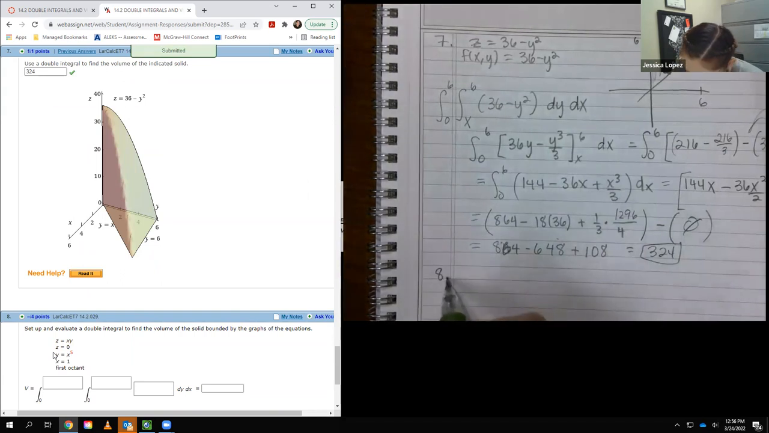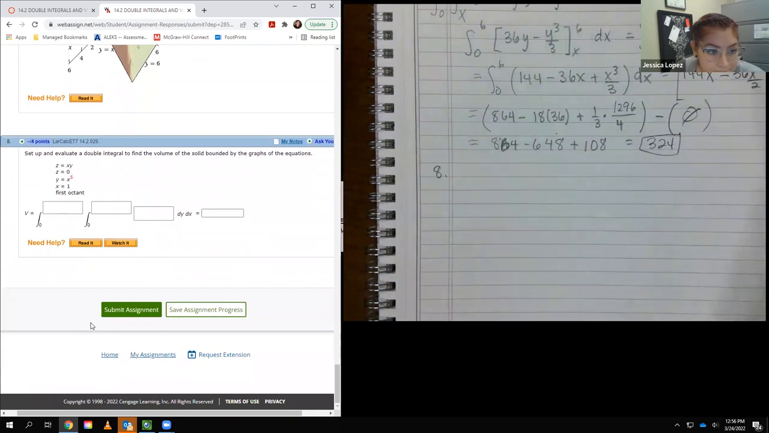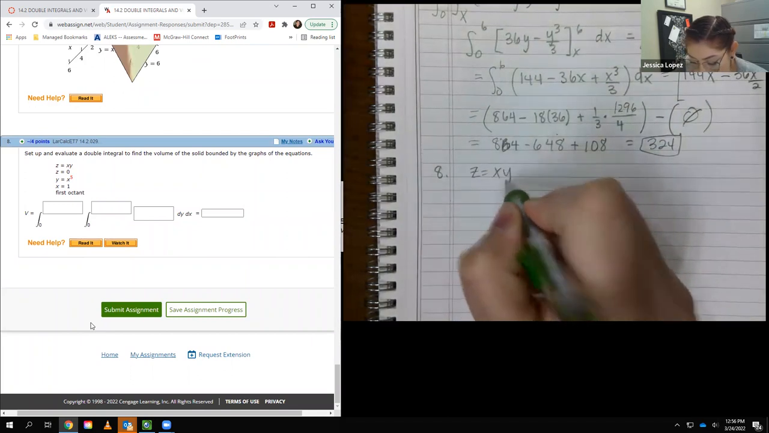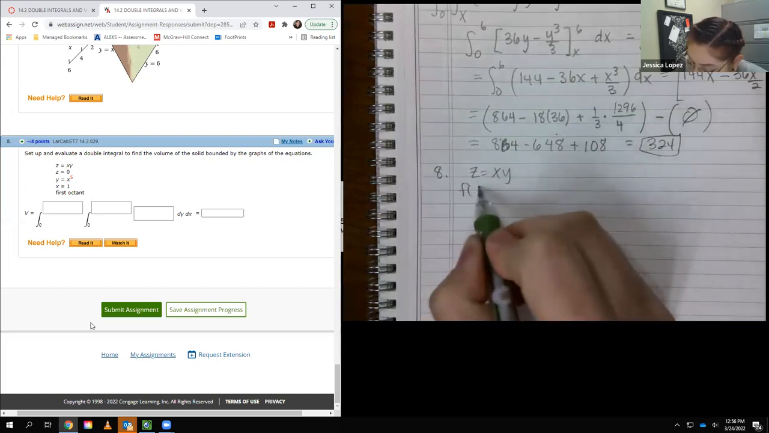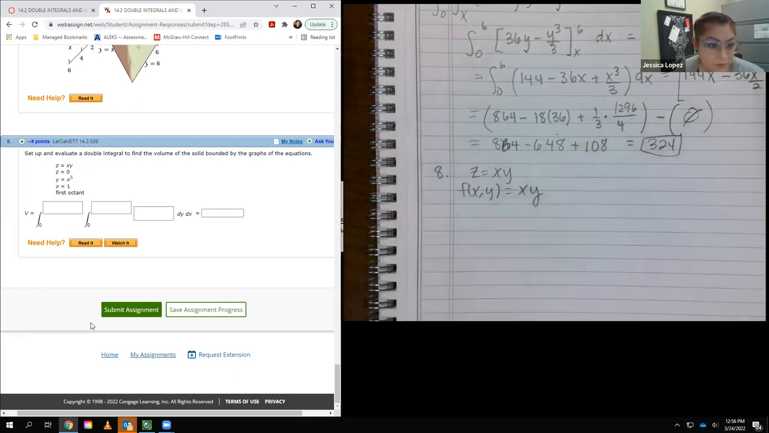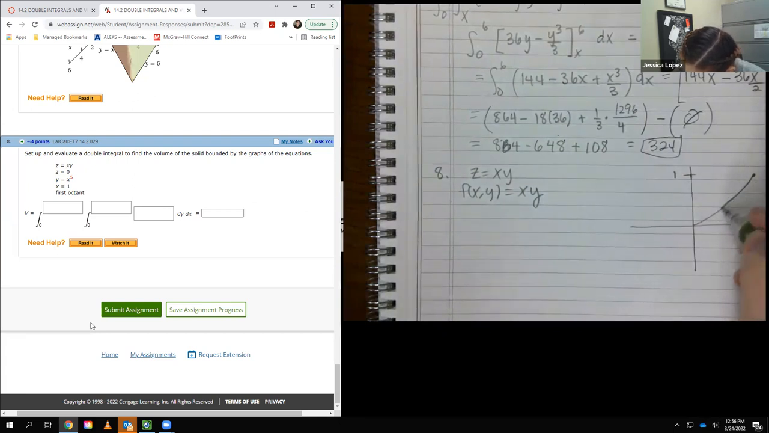Okay. So number 8. Z equal to 0 and then z equal to xy just means that I'm only looking at the function xy. We're always looking at the first octant, so the z is positive anyway. So my f of x, y is just the xy, okay? But it's also telling me I need to be looking at x equal to 1. And then this is 1. And I've got a curve here. This curve is y equals x to the fifth, okay? And then you've got this line here, x equal to 1.